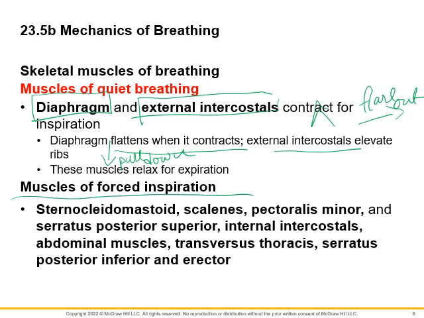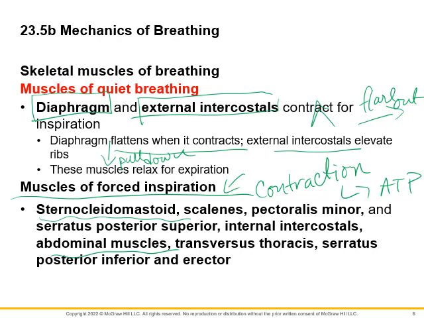The forced muscles of inspiration, you can see all of these: sternocleidomastoid, scalenes, pectoralis minor, serratus posterior superior, internal intercostals, abdominal muscles. So we'll look through those in the next image. You do not have to memorize all of those. I just want you to see that a forced inspiration requires a lot more muscle contraction. And then you should be thinking, if it's a lot more muscle contraction, a lot more ATP is being used.